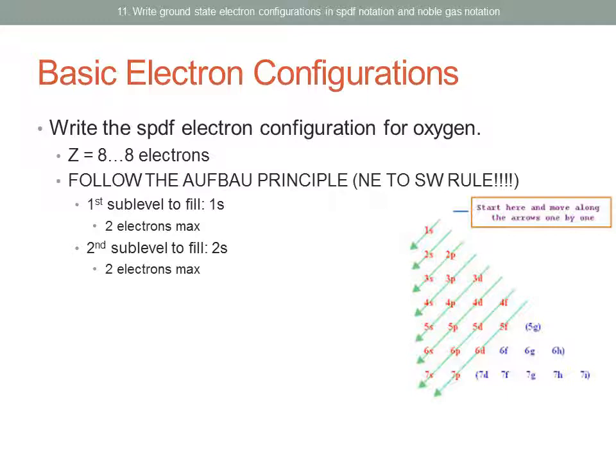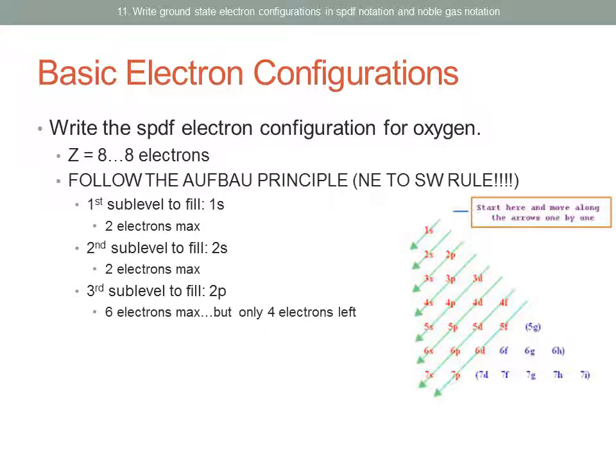So we always want to keep that in mind. That's 4 electrons we have so far. We need to have 8 total when we're done. So there's 4 electrons left to go. Well, the 2s is filled, so we need to look at what the next sublevel is. So we go to the next arrow, and it first cuts through the 2p. So the third sublevel to fill is the 2p. Ask yourself, how many electrons can we put in a p sublevel? Well, that answer is 6.